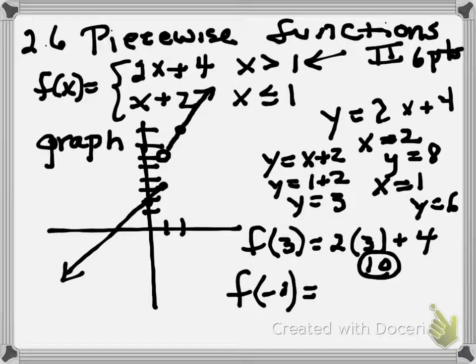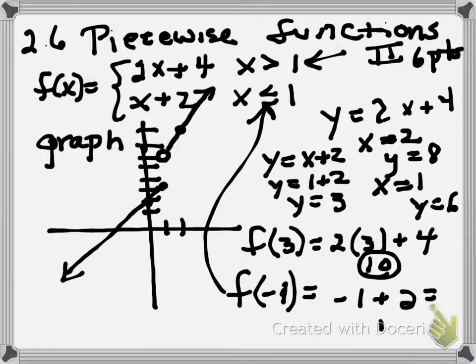For x is equal to negative 1, I'm substituting into the second one, and that would be negative 1 plus 2 or positive 1. So I picked one that was greater than 1, so I would be using the top equation. I picked one that satisfied the second part, and so this whole question on part 2 is worth 6 points, probably 4 to graph it, and then 1 for each of the substitutions.